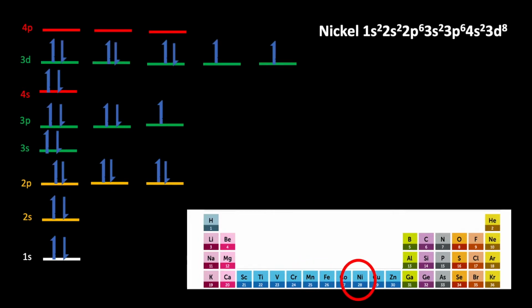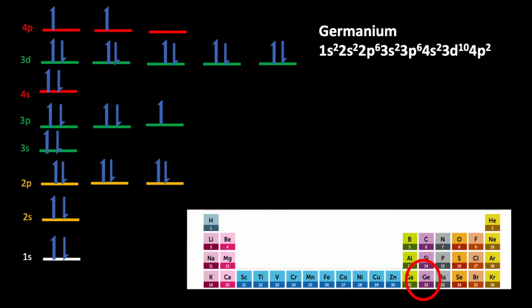We're now up to 3d8. And of course, if we got to zinc, we would then be up to 3d10, and we'd then be moving into the 4p subshell. Oh, I tell a lie. We've got one more, germanium. So let's use that 4p. And you can see germanium's the second one into the 4p, so it's going to be 4p2.